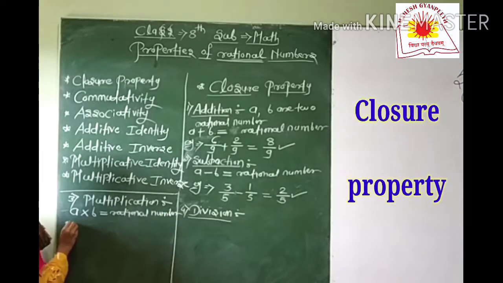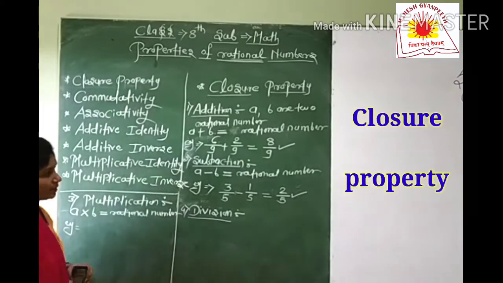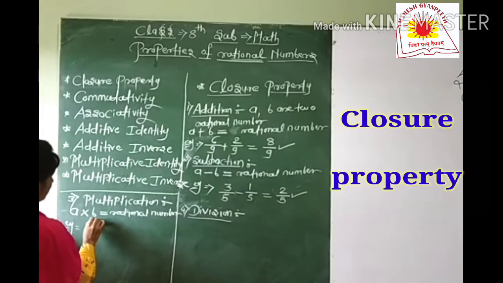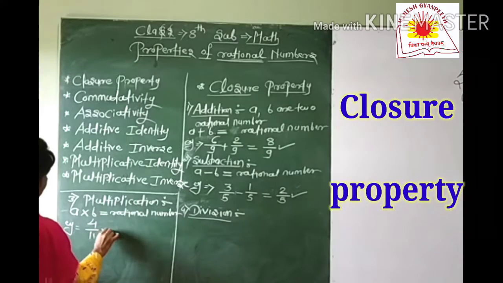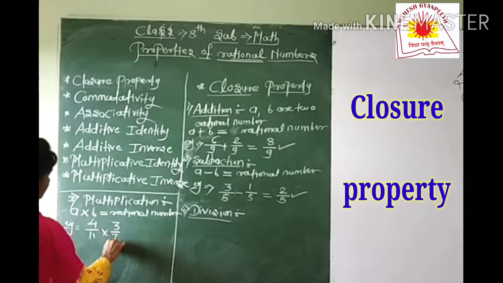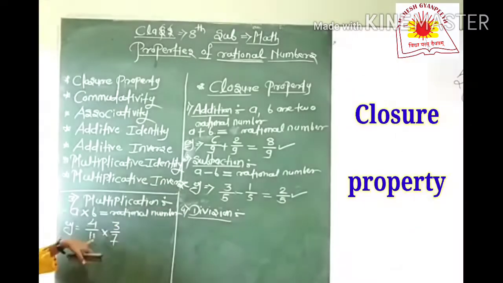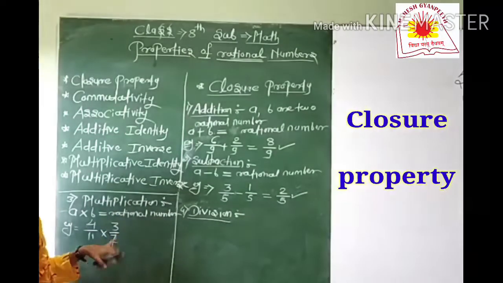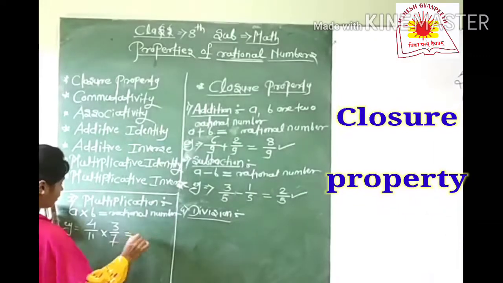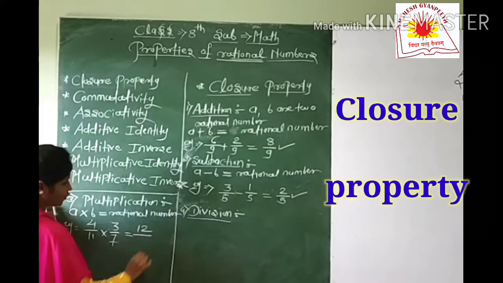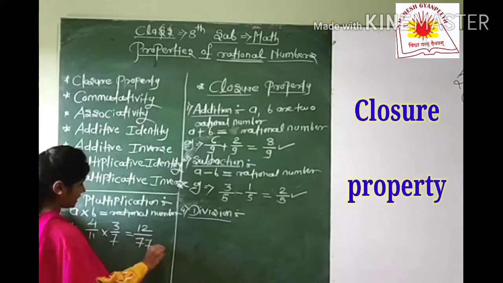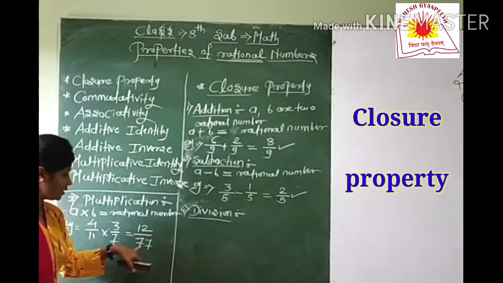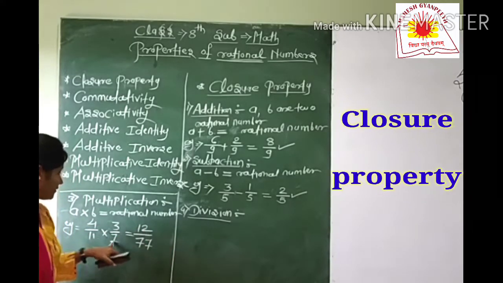Okay, so let's take an example. We will take 4 upon 11 multiplied by 3 upon 7. Then multiply. 4 3s are 12. All of you know how to multiply two rational numbers. 11 7s are 77. So we get 12 upon 77.